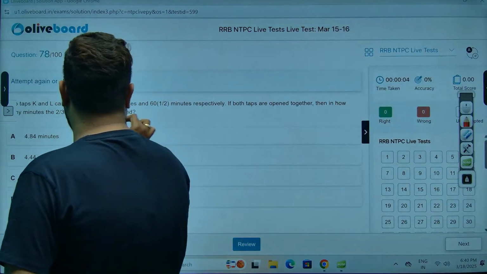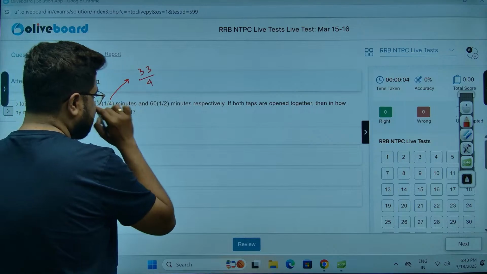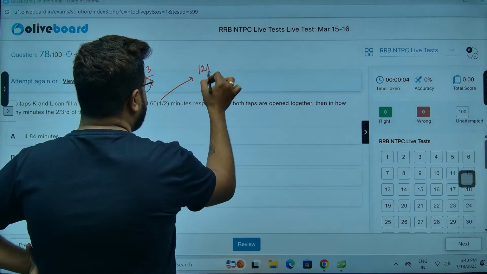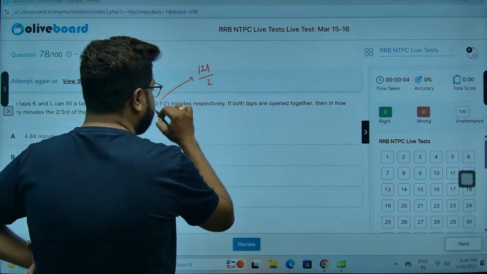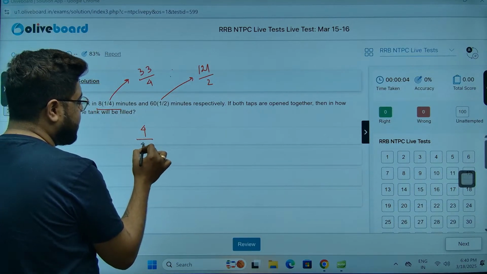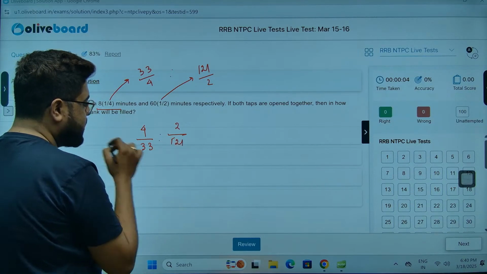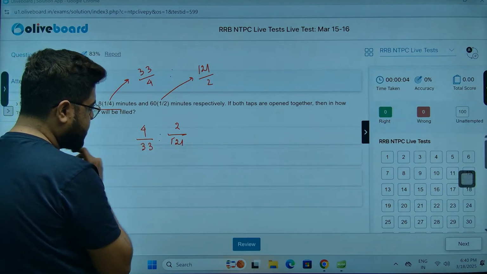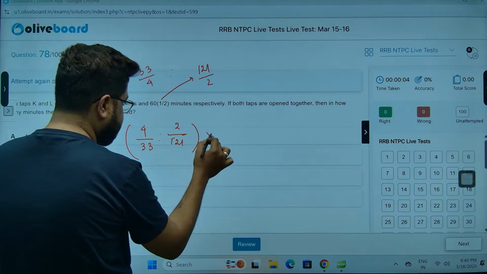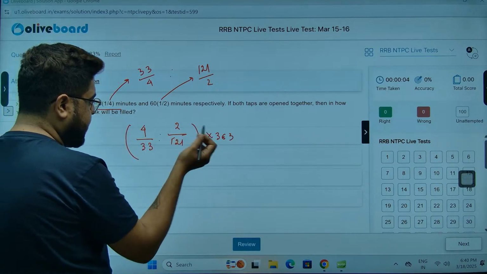8 whole 1 by 4, 33 by 4 minutes. Okay, sir. This is 61 by 2, 121 by 2 minutes. So these are the times. So efficiency will be the opposite ratio, meaning 4 by 33 ratio 2 by 121. So the lower ratio, sir, multiply by what, sir? 363, right? So 363 means 33 into 11.